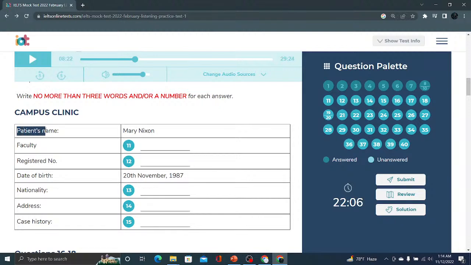The heading of this column is patient's name, Mary Nixon. Mary Nixon. Okay, let's start. Faculty. Let's start it carefully and answer questions 11 to 15.